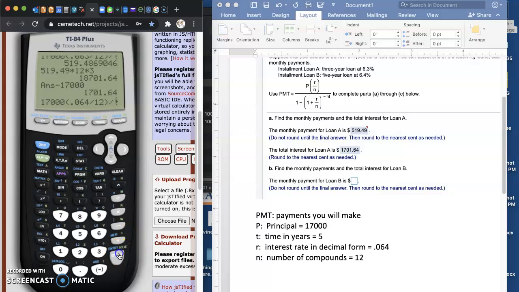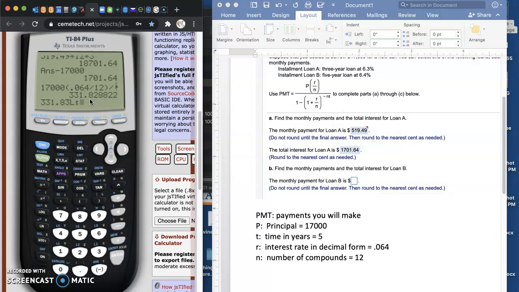So I'm going to enter that and see that our monthly payment of our loan really goes down, because we had 6.4%, which is a larger percentage rate, and we spread it out over 5 years. So the monthly payment for loan B is $331.83.